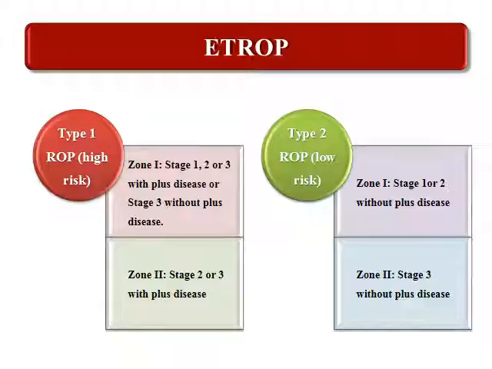They include any ROP stage in zone 1 accompanied with plus disease, stage 3 to any extent within zone 1, and stage 2 or 3 in zone 2 together with plus disease. However, the patient needs follow-up only in type 2, which is stage 1 or 2 in zone 1 without plus disease, and stage 3 ROP within zone 2 without plus disease.